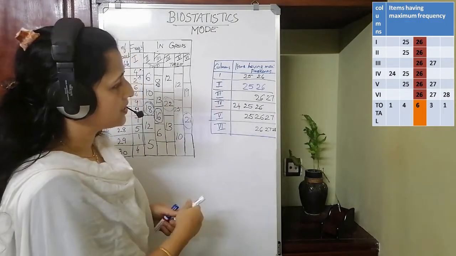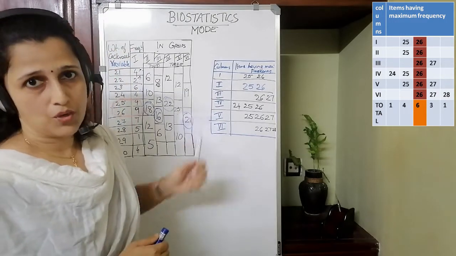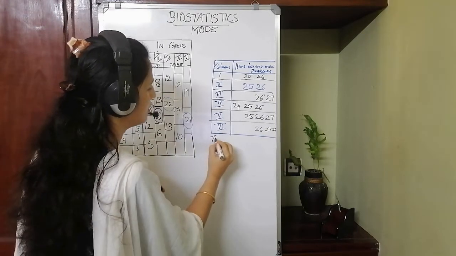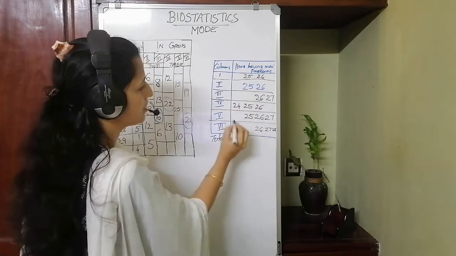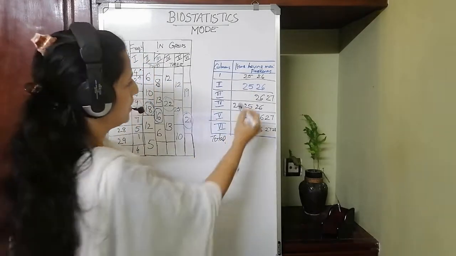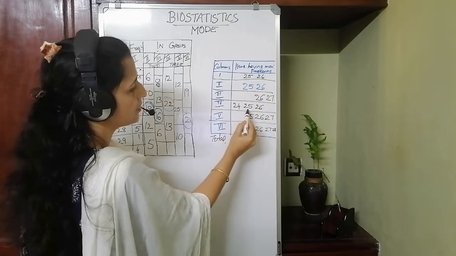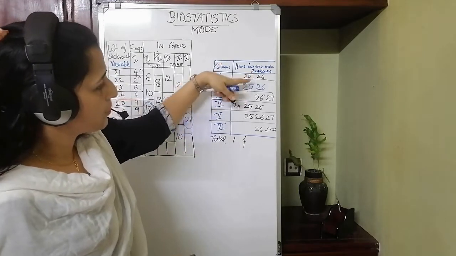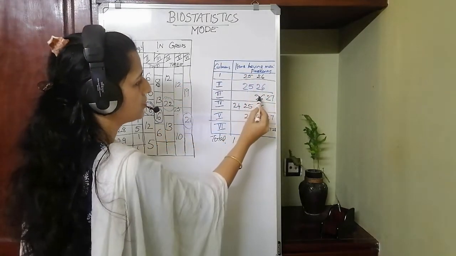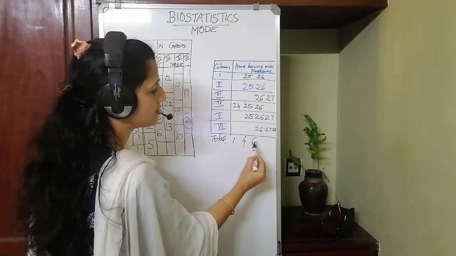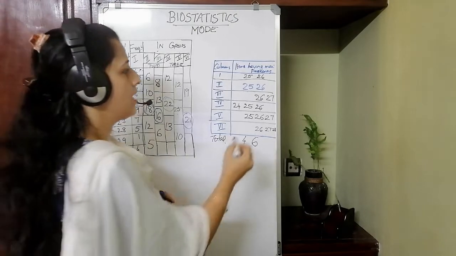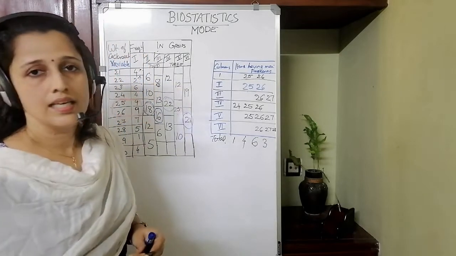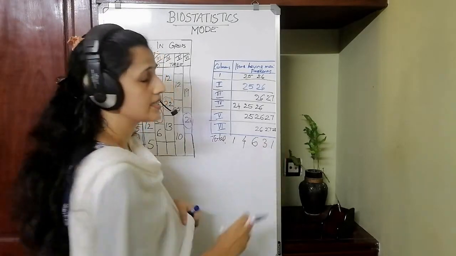Now let's see out of this which is having maximum frequency, and here you can add the total. 24 is coming only once. 25: 1, 2, 3 and 4. Frequency of 25 is 4. Then frequency of 26: 1, 2, 3, 4, 5 and 6. 6 is the frequency of 26. Now frequency of 27: 1, 2 and 3. Frequency of 27 is 3 and frequency of 28 is 1.